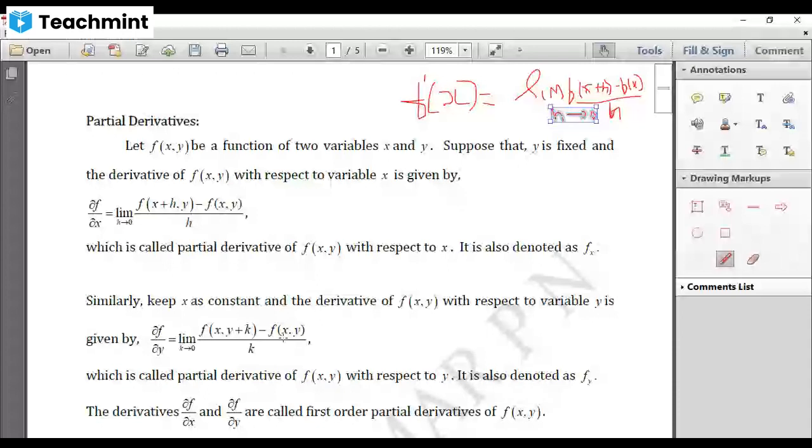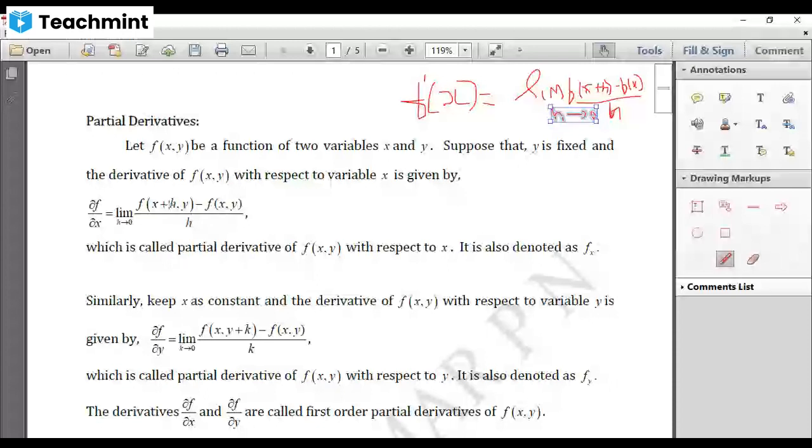divided by the difference. x cancels, y plus k minus y is k. So the limit of this, divided by k, is your partial derivative of f with respect to y. That means when you are partially differentiating, you keep one variable constant and differentiate with respect to the other. That's why it is a partial derivative. It is not a full derivative, because you have two variables and you are considering the rate of change of one variable at a time.